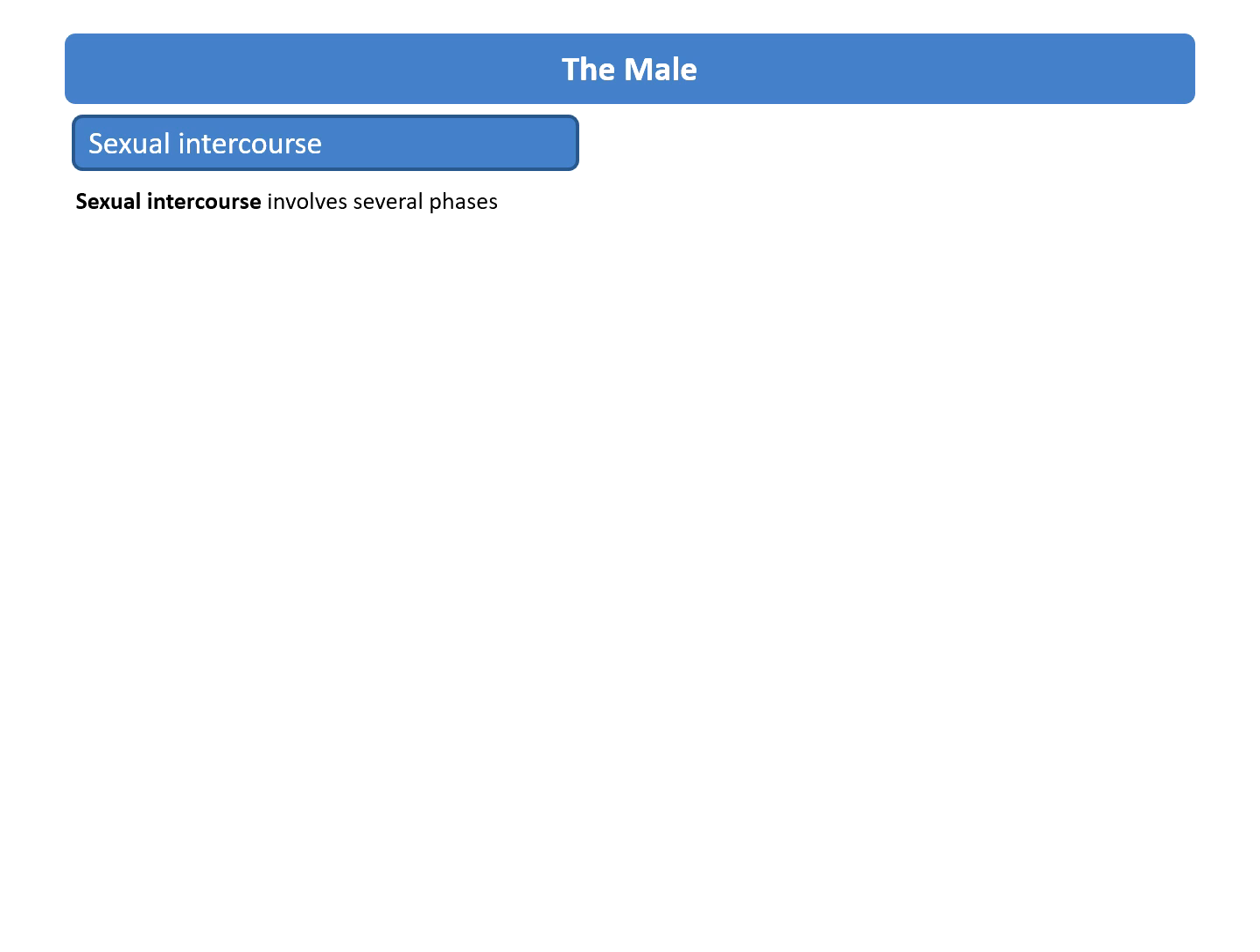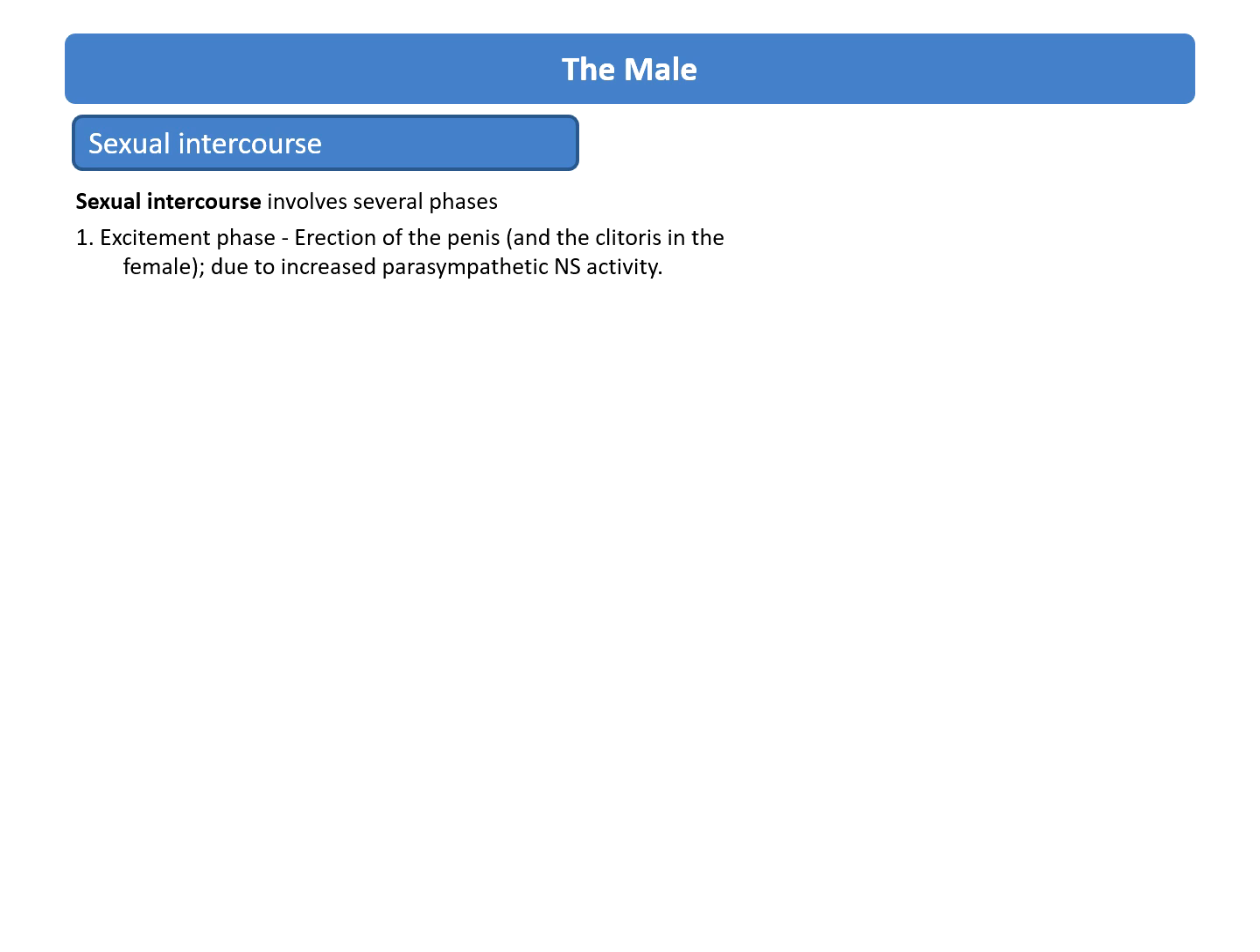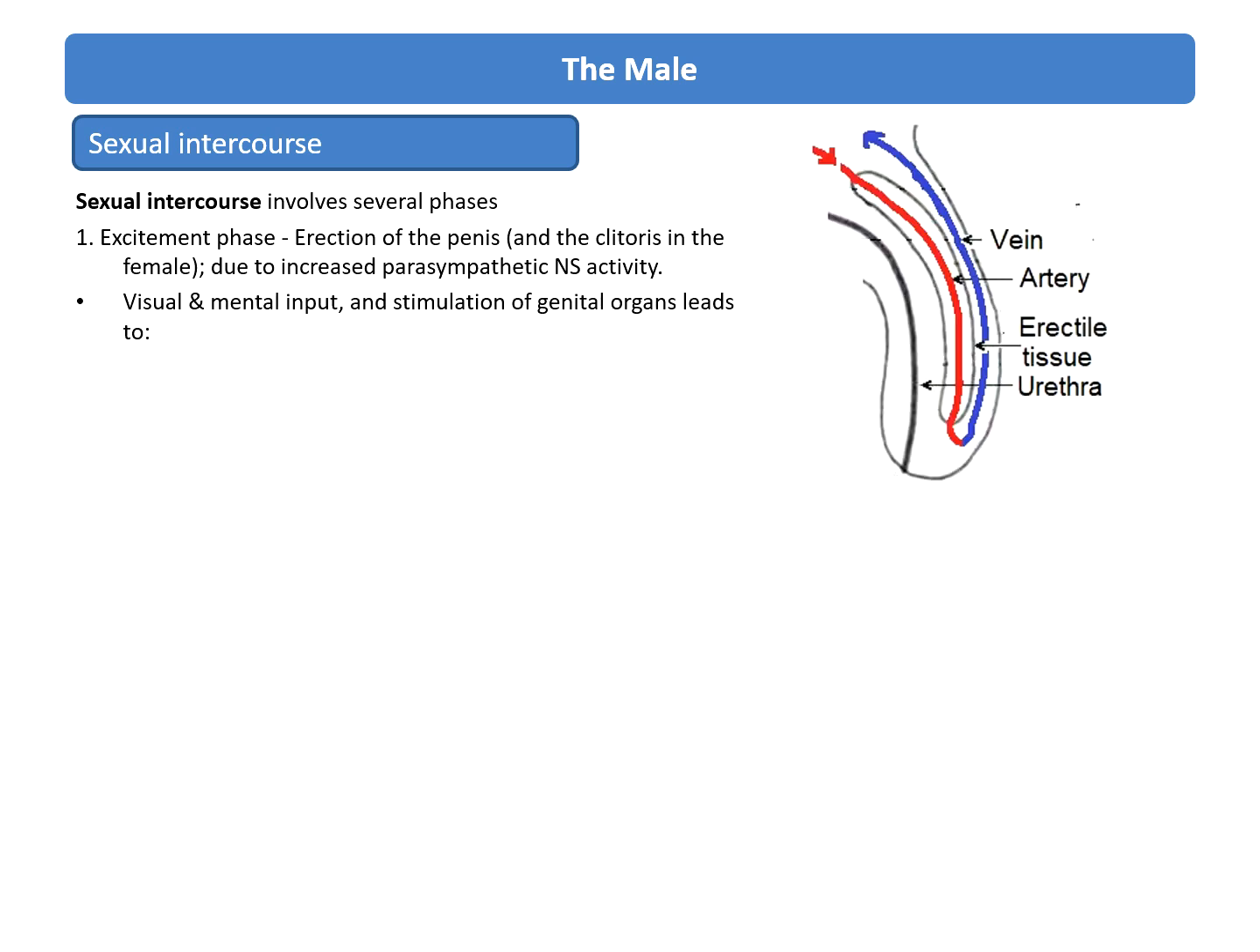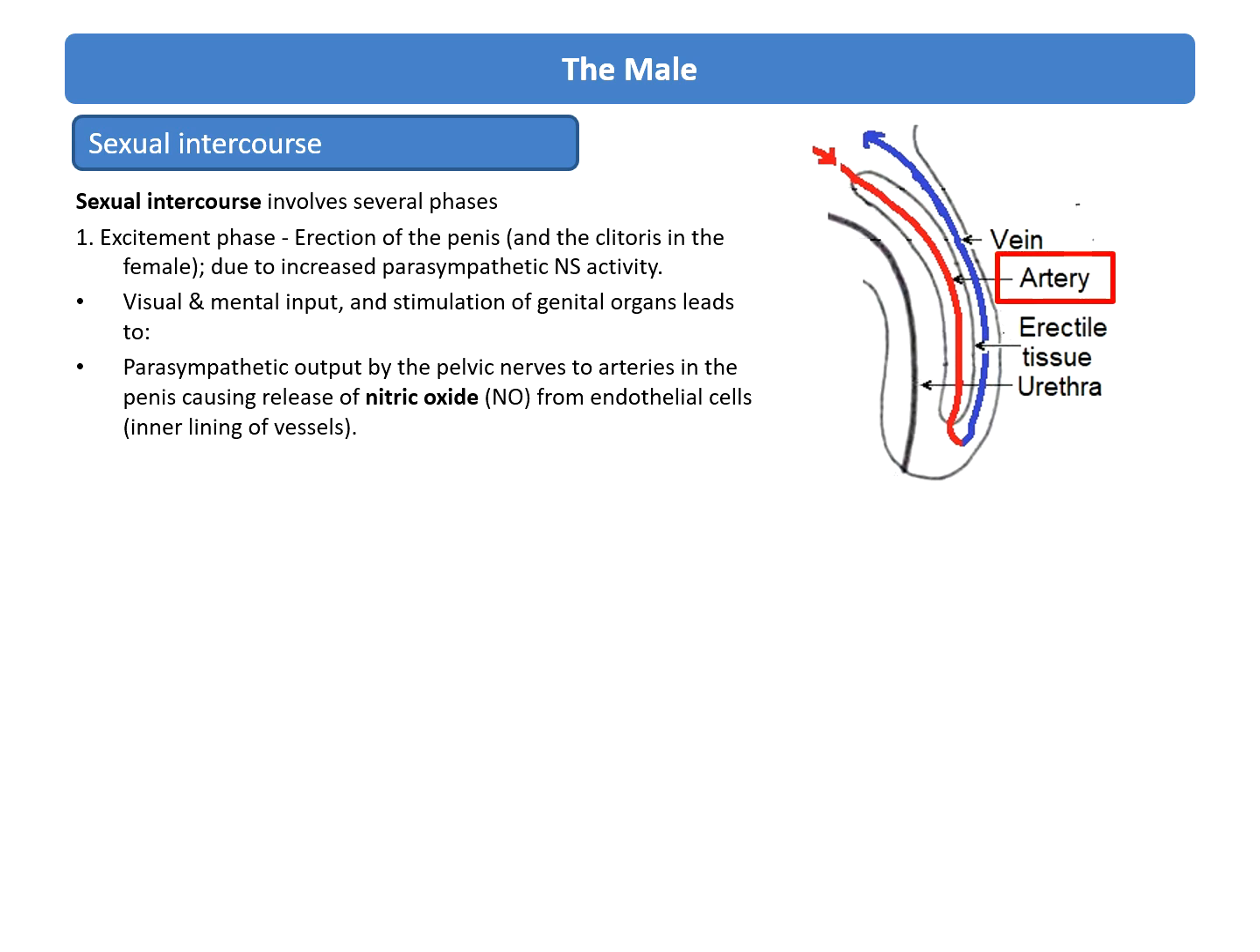During sexual intercourse, several phases occur. The excitement phase is an erection of the penis and the clitoris in the female, because these are homologous organs. This is due to increased parasympathetic nervous activity. Visual and mental input and stimulation of genital organs leads to parasympathetic output by the pelvic nerves to arteries in the penis, causing the smooth muscle in the wall of the artery to relax. This is under the action of nitric oxide released from the endothelial cells of the vessels.